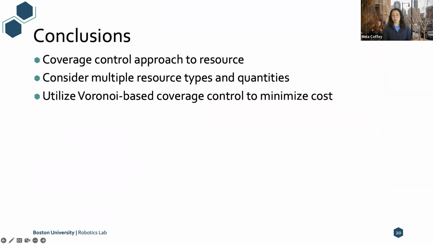So in this work, we propose a coverage control approach to resource allocation, where we consider multiple resource types and quantities. We utilize Voronoi-based coverage control to minimize the locational cost, which allows for distributed and decentralized implementations.